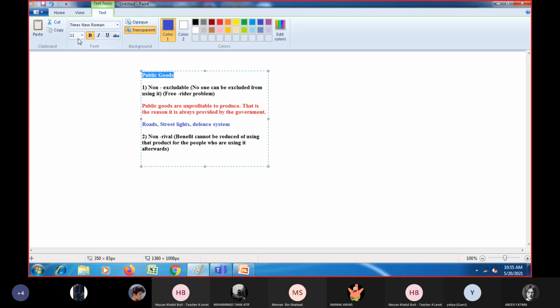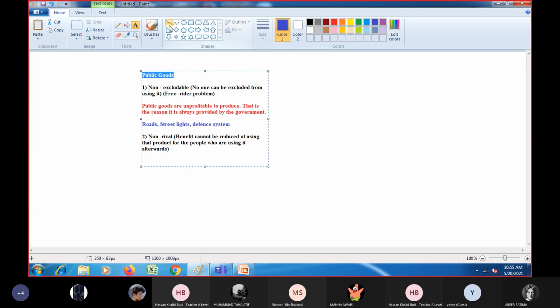Public goods, let me, because I am actually recording it, I want to have a better layout. Public goods, and then we have merit goods. Second one, merit goods.